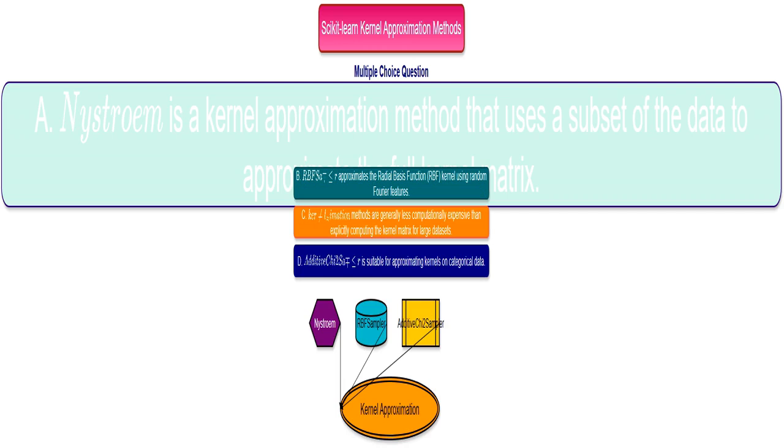Statement A talks about the Nystroem method. It uses a smaller part of the data to create a faster estimate of the complete kernel matrix. It's a great way to save time when dealing with a large dataset.